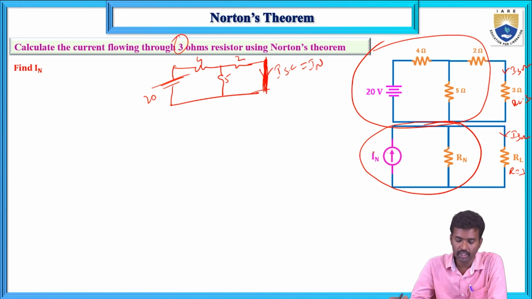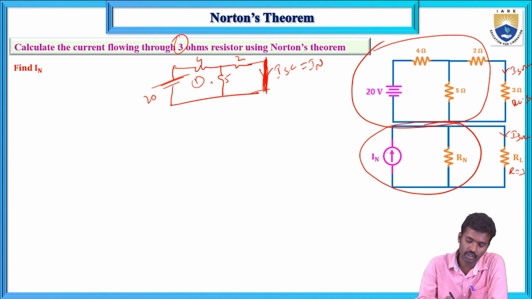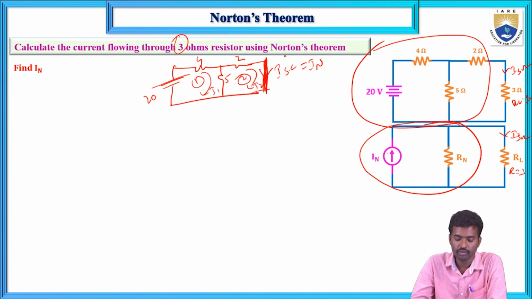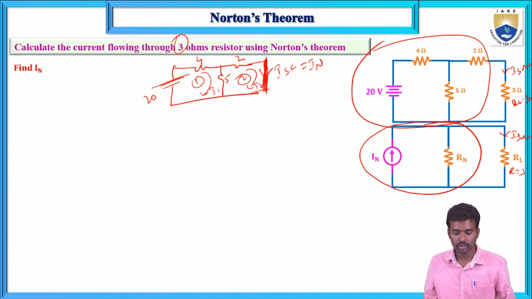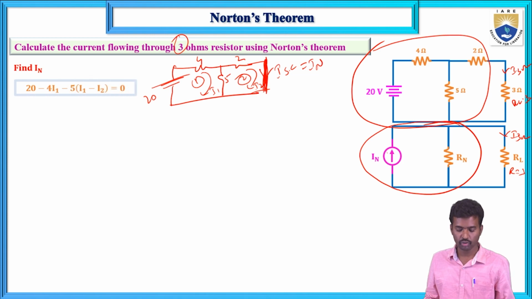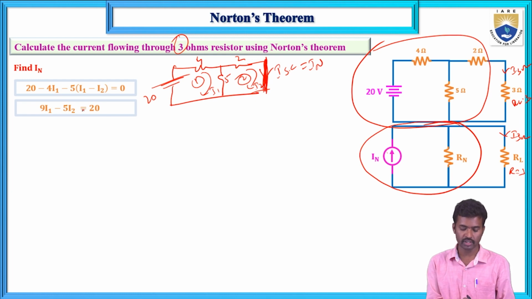Now, if you use mesh analysis, you can calculate with two meshes here. Mesh 1 current I1, mesh 2 current I2, in the clockwise direction. If you apply KVL in mesh 1, that is 20 minus 4I1 minus 5(I1 minus I2). This is the rising voltage. Now, what will be the simplified equation? 4 plus 5 is 9, so 9I1 minus 5I2 equals 20. This is equation number 1.